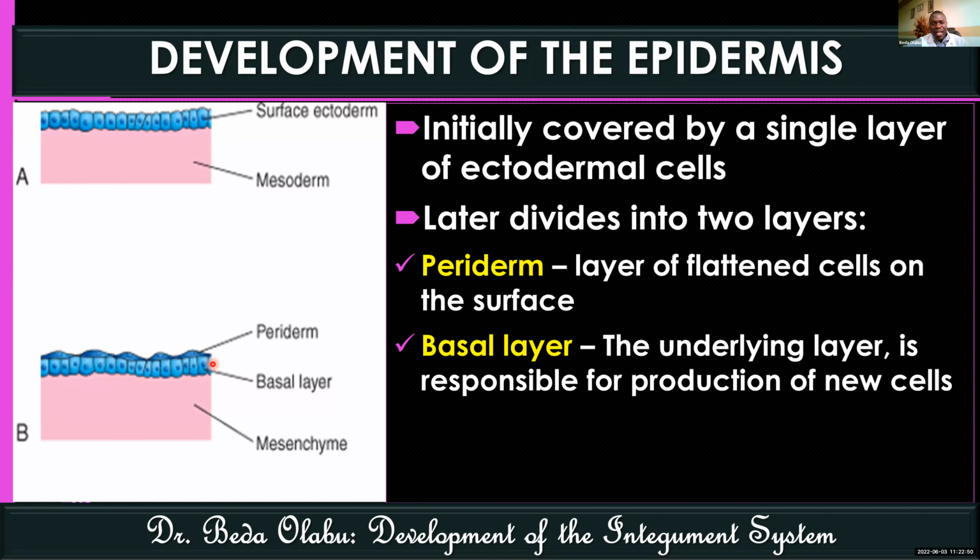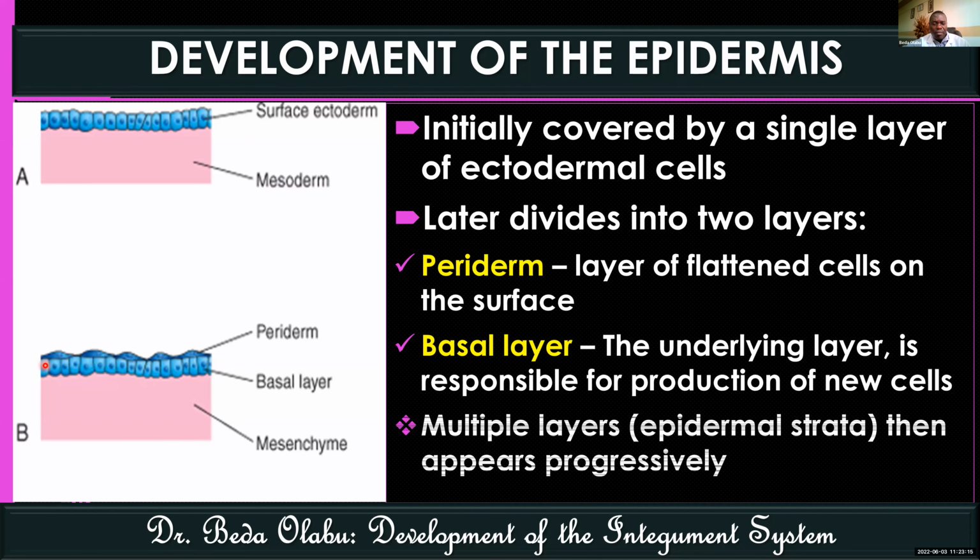And that basal layer actually stands throughout. Even in adults like in you and me, we still have that basal layer. That's the one we call the stratum basale or stratum germinativum, the layer of cell division, the layer of mitotic activity. So that layer stands throughout the whole of development and even postnatally.